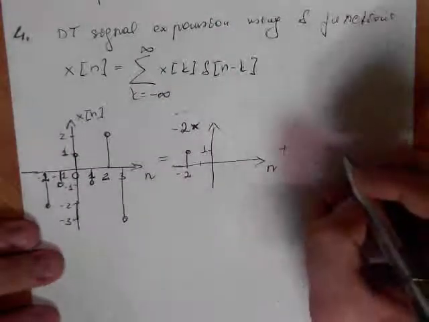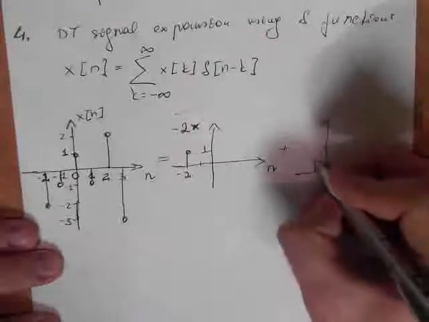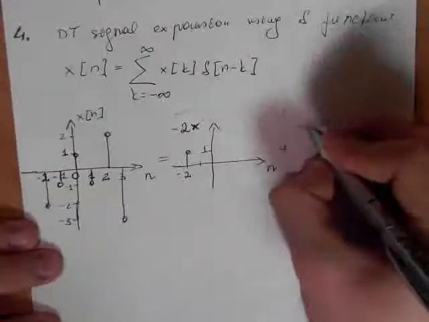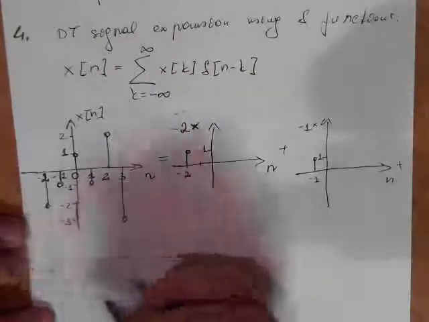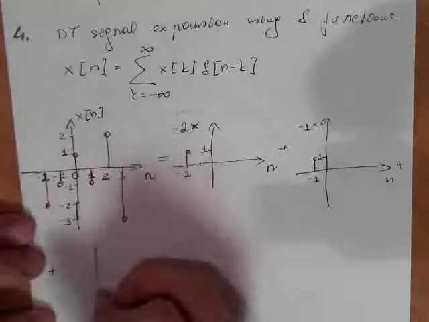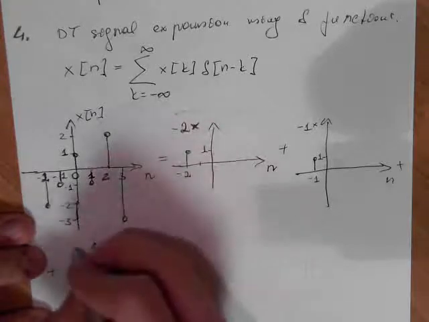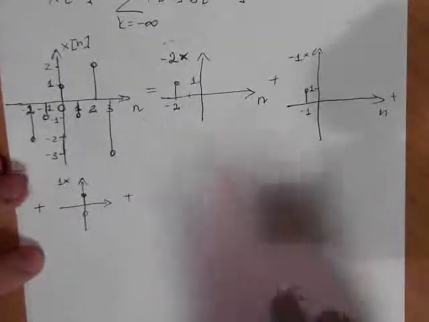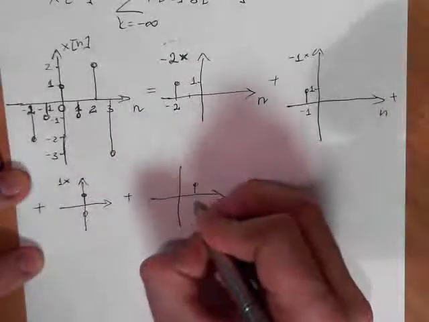Now plus, at minus 1 we also have 1. We multiply by minus 1 all this graph. Now plus what? Plus at 0. At 0 we have just a delta function, so we multiply by nothing, by 1. At 1, at 1 we also will be having 1.